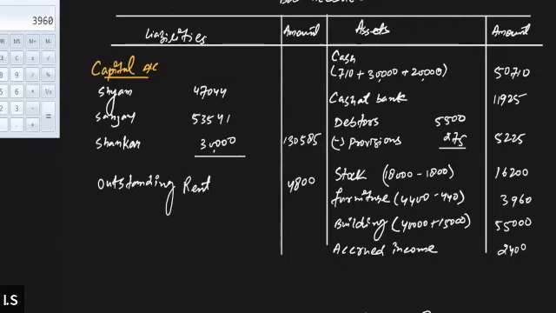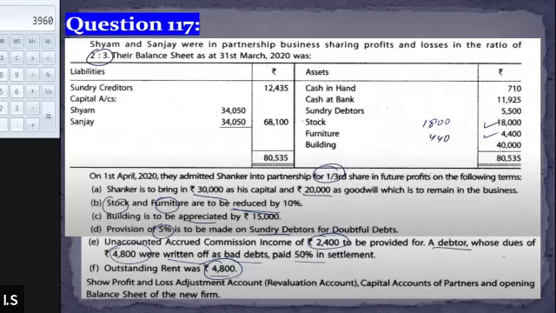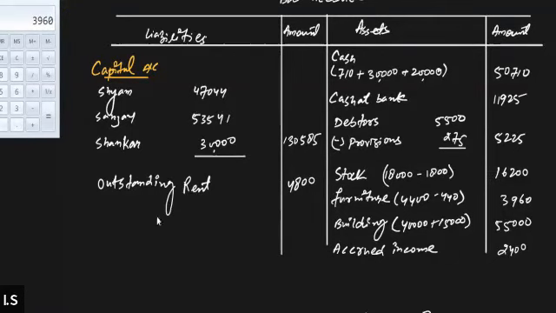Right? I don't think we missed anything in the question. I've recorded all the items on the revaluation, partners' capital account, and the balance sheet. And I think our balance sheet should tally now. Okay, one more thing is left to be written. That is sundry creditors, 12,435.